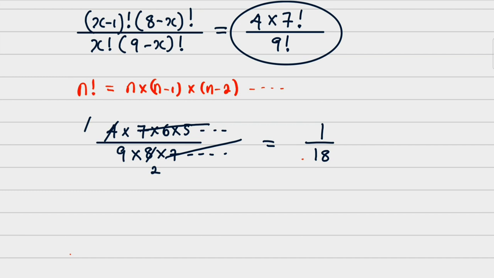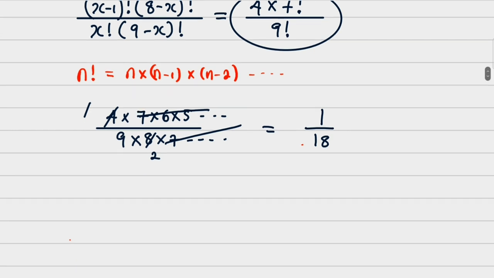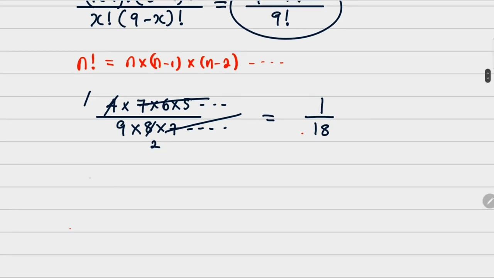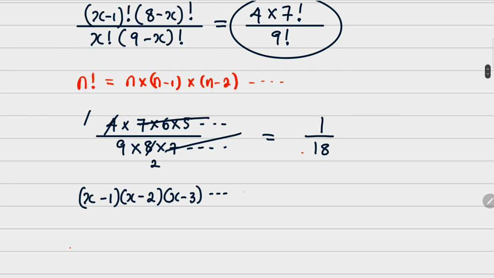Now, to express x minus 1 factorial, x minus 1 factorial will be x minus 1 into x minus 2 into x minus 3, and it will continue to move. Then I have 8 minus x factorial. So we have 8 minus x. Then I'm going to have 8 minus x.